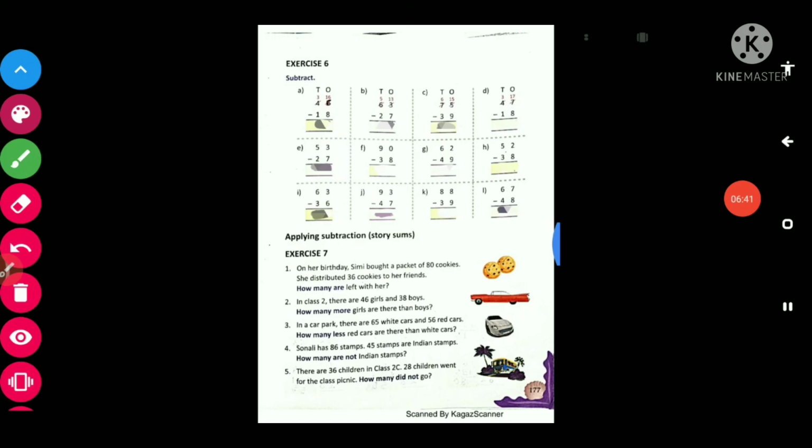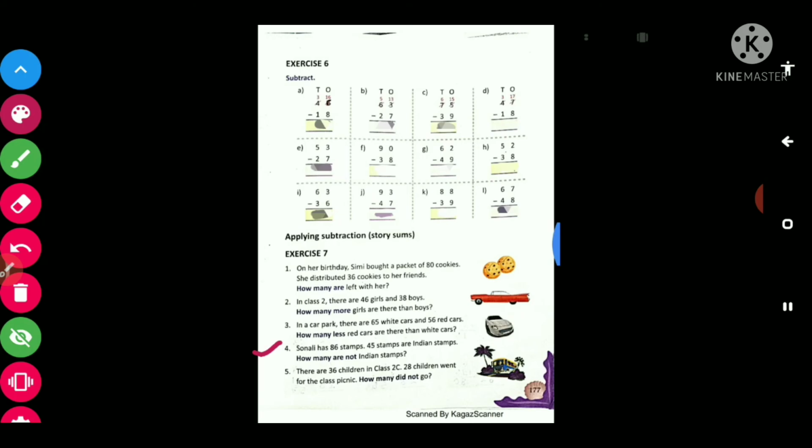Now see the next one, number 4. Sonali has 86 stamps. 45 stamps are Indian stamps. How many are not Indian stamps? So in total how many stamps does she have? 86, right? Now out of these 86, only 45 are Indian stamps. Now we have to find the leftover stamps that are not Indian stamps.